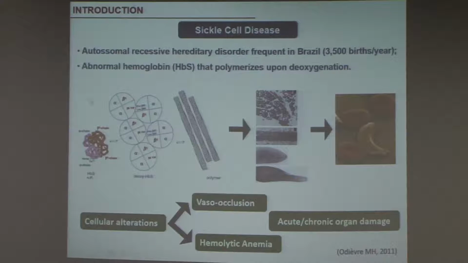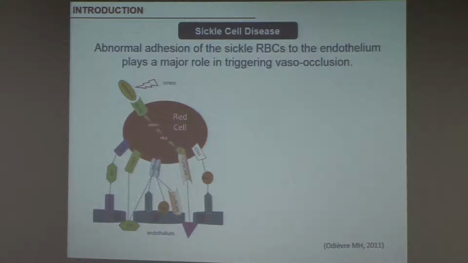But we know that this abnormal hemoglobin polymerizes upon deoxygenation, causing cellular alterations, leading to the worsening of hemolytic anemia and vaso-occlusion. That will lead to acute and chronic organ damage, virtually in all organs of the body. And the abnormal adhesion molecules in sickle cell disease, especially the adhesion to the endothelium, play a major role in triggering this vaso-occlusion process.